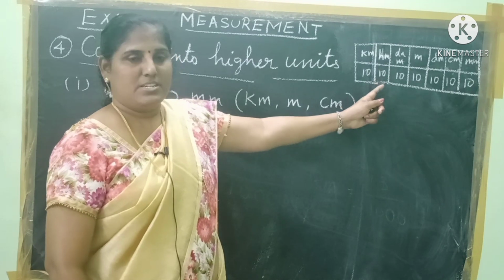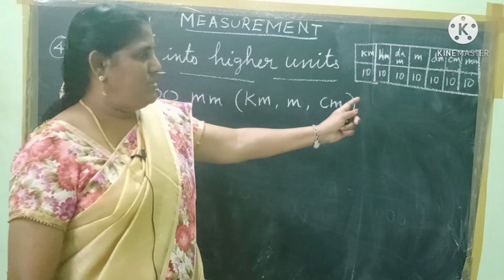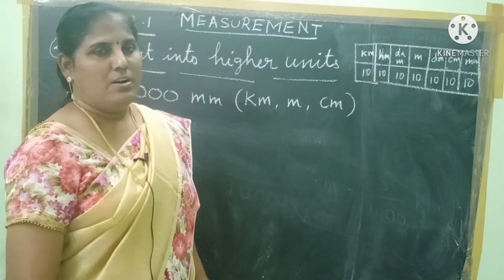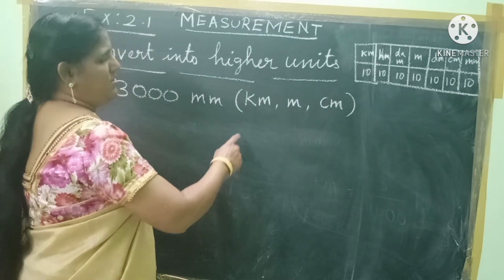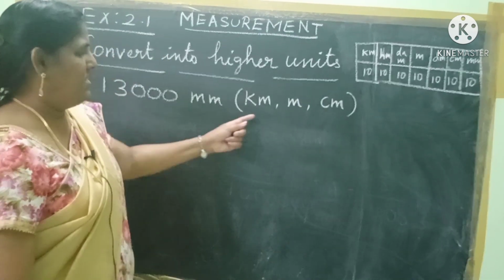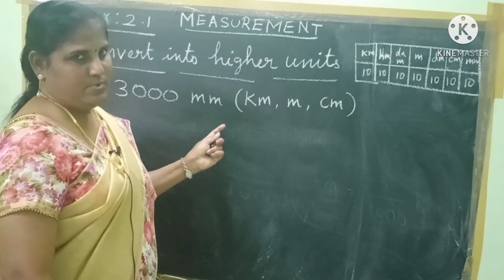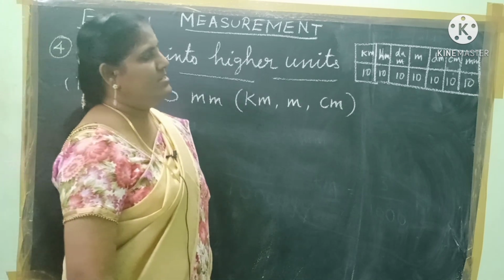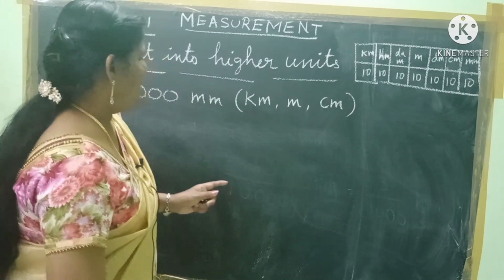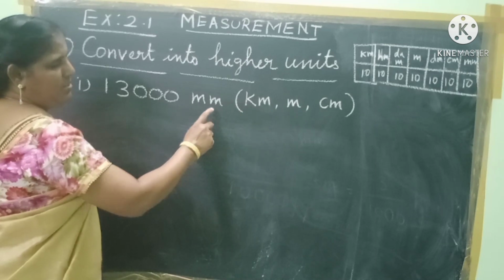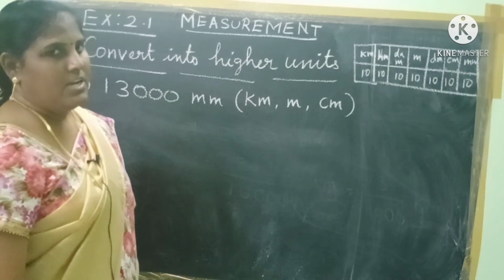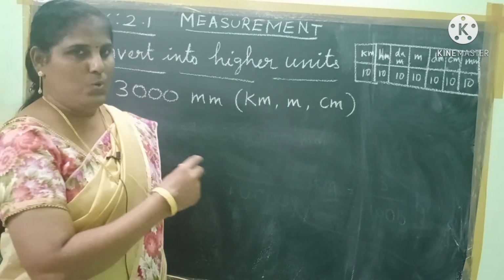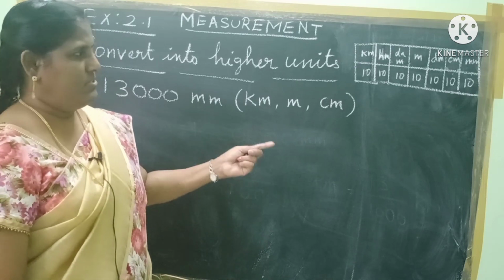Power of tens means, see this table, already I told you how to form the tables, isn't it? Whatever is given, first of all you have to find the relation between the units. You just find out the relation between them. See, in this question, first we need to change millimeter to kilometer. Now I am going to teach you how to form the rule for these units. Already I taught you, again I will teach you.